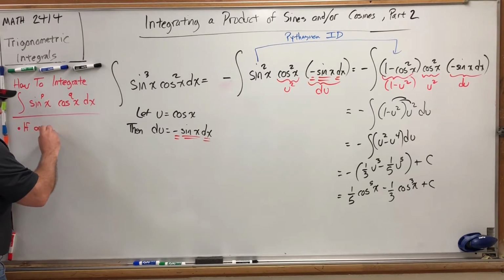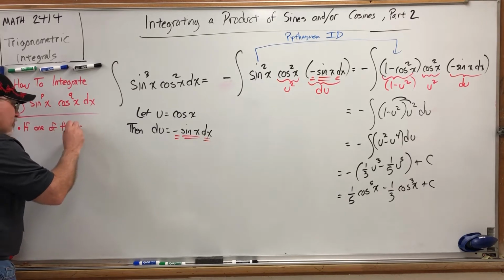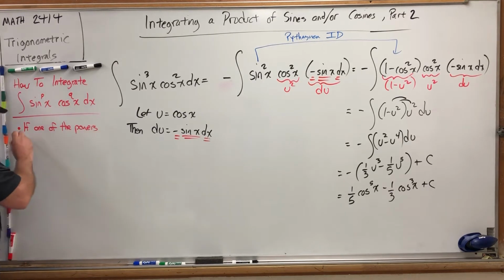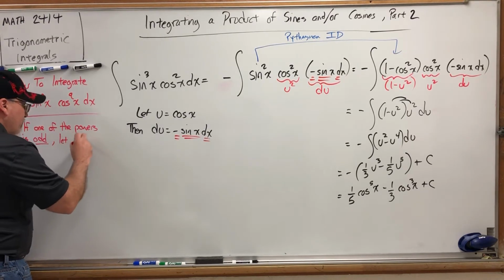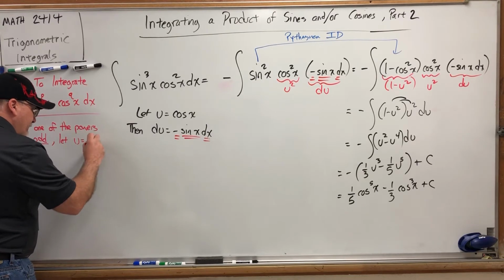If one of the powers is odd, okay, so in this case sine cubed was odd, let u equal the other trig function.